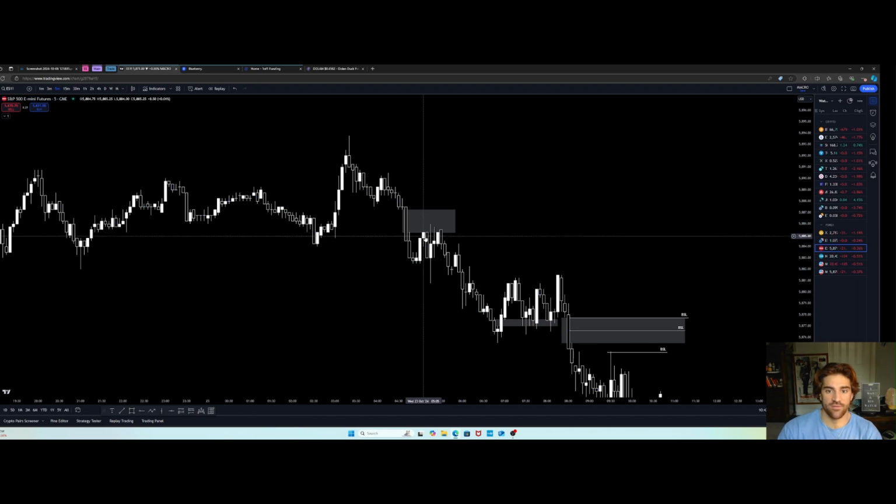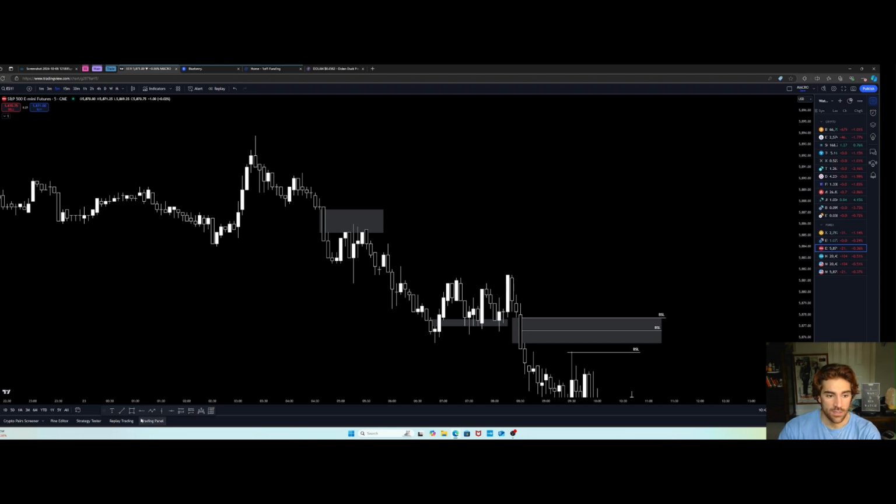Now, there's that fair value gap. There's also a little fair value gap. You don't want to get fair value gap happy, but once you see them, you can't unsee them. They're everywhere. Here's a little fair value gap. Obviously, we get broken right through.